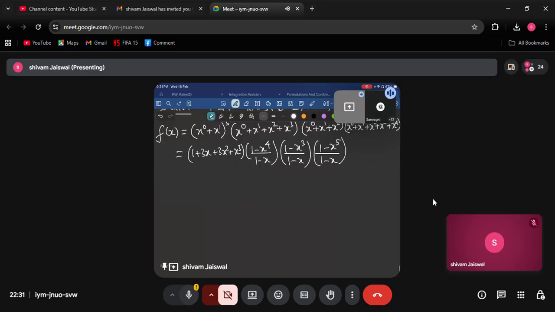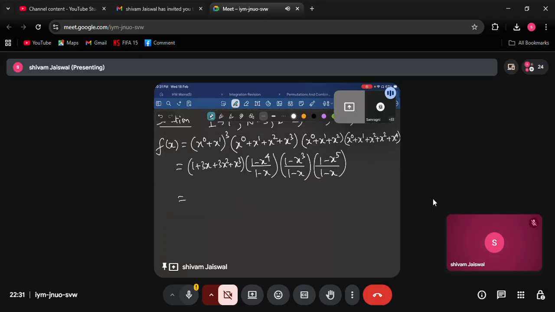Okay, so finally we are going to get... it would have been better if it was a whole cube. So it will become (1 plus 3x plus 3x squared plus x cubed) multiplied by (1 minus x) to the power 4, into (1 minus x cube), into (1 minus x) to the power 5, multiplied by (1 minus x) whole to the power minus 3.